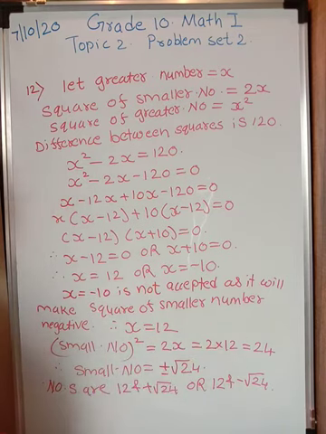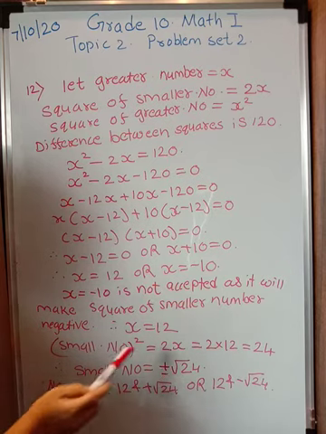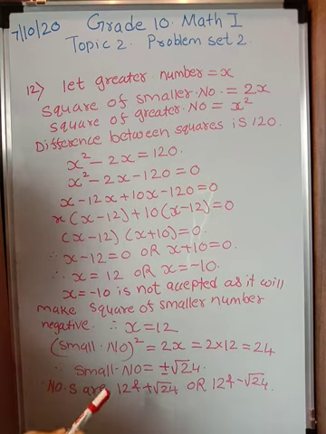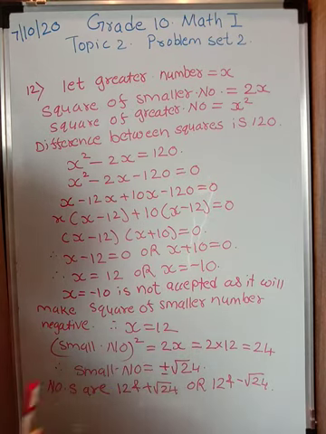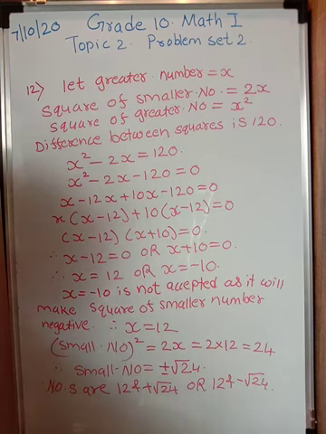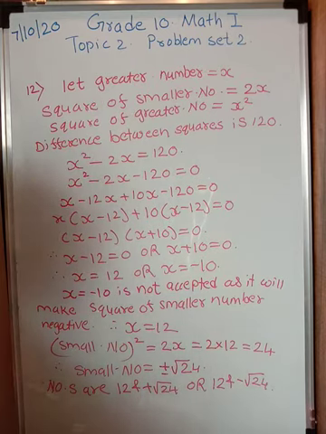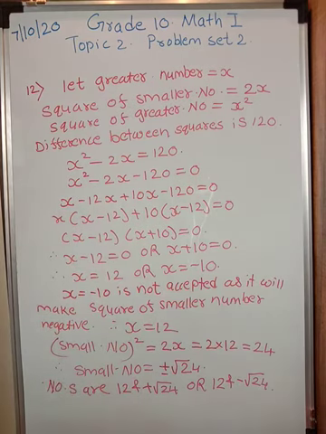Square root of 24. But as you know, square root of 24 can be plus or minus, because minus into minus also gives plus. So either your numbers are 12 plus root 24, or you have 12 minus root 24. These are the two numbers. So no doubt the greater number is x, but the smaller can be either plus root 24 or minus root 24. I hope it is clear. Let's go to the next problem.